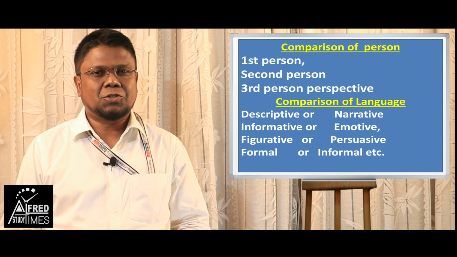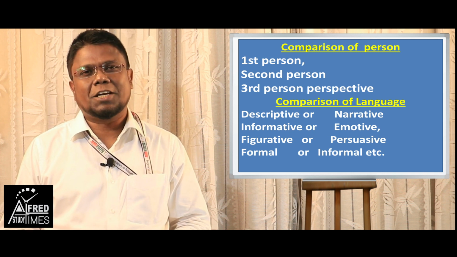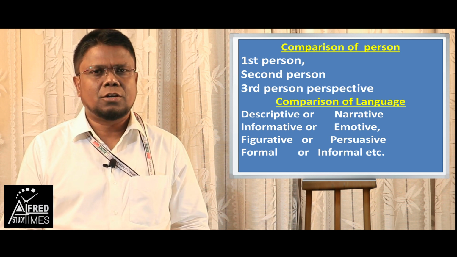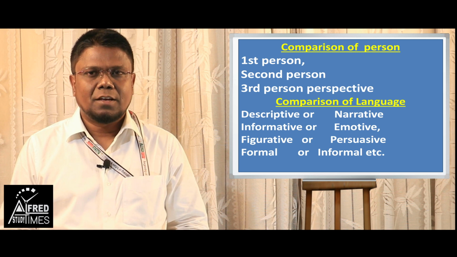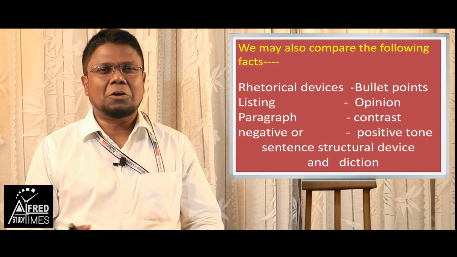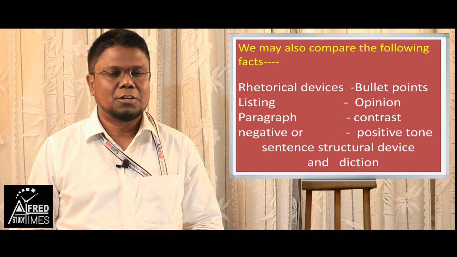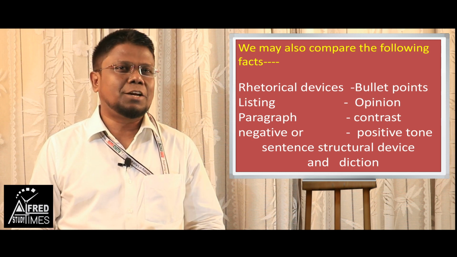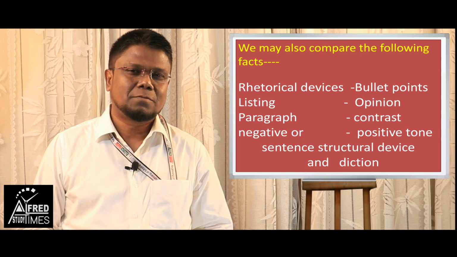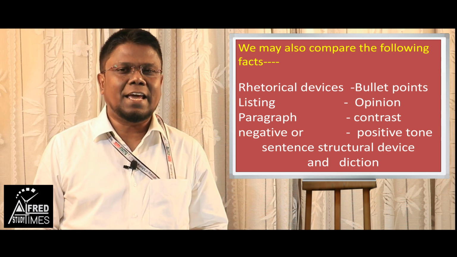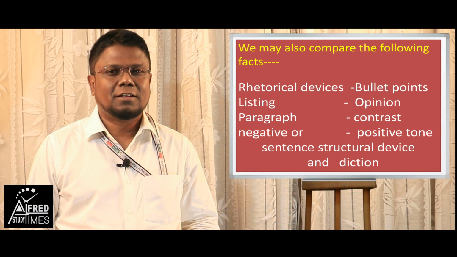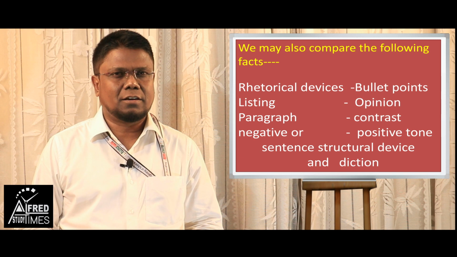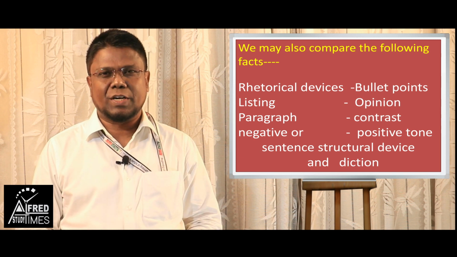Text 1 is based on descriptive language, while text 2 might be written in narrative language. It might vary for each text. You can see a lot of other points: the rhetorical devices, bullet points, listing, opinion, paragraph, contrast, negative or positive tones. And we can add sentence structural devices and diction. It is not less important at the time of comparison between the two texts.